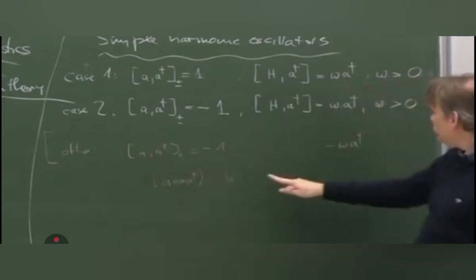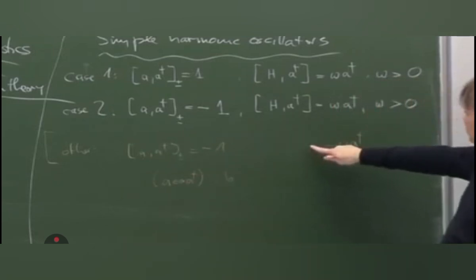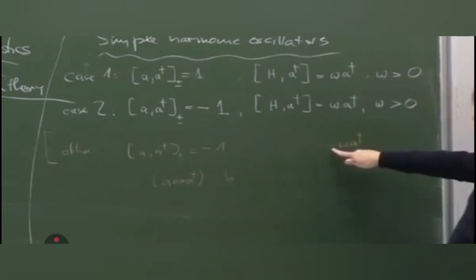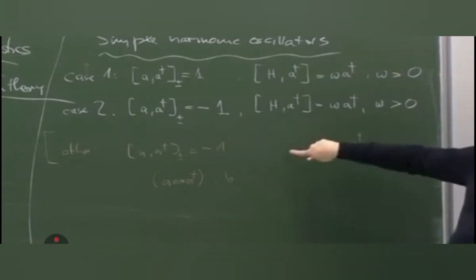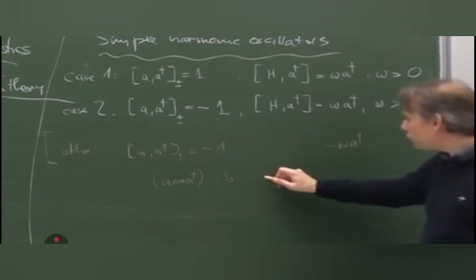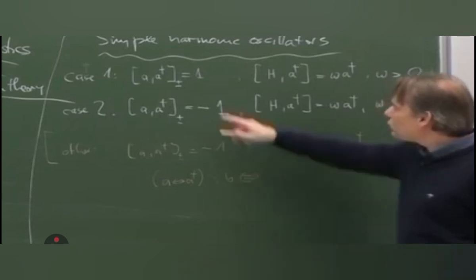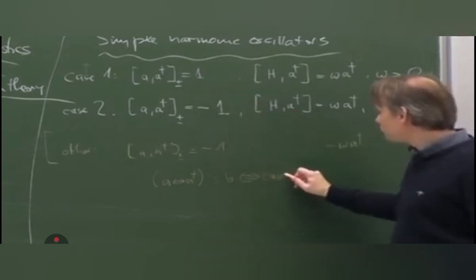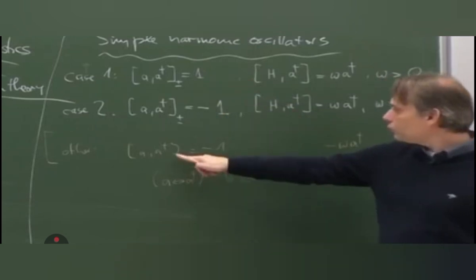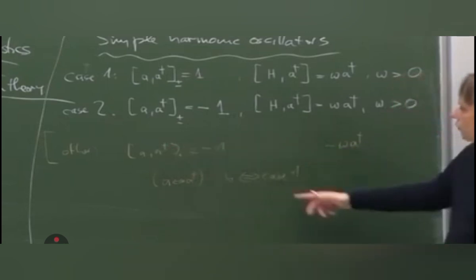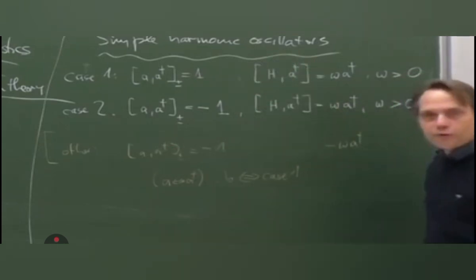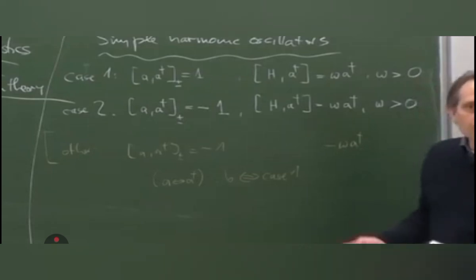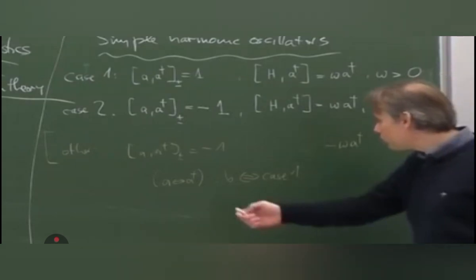And here, if you swap A with A dagger, then A decreases the energy and A dagger again increases the energy. So that is then the normal case, case 1. So for the bosonic case, this third case is equal to the first case. You have just accidentally chosen unusual names for your operators, that's all.